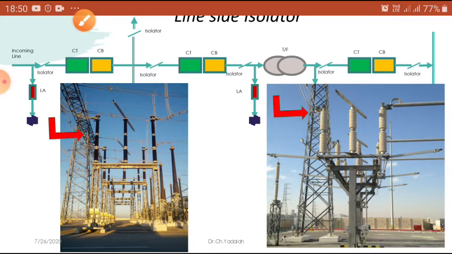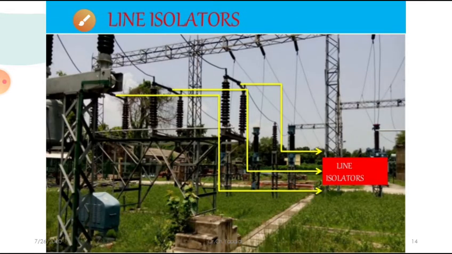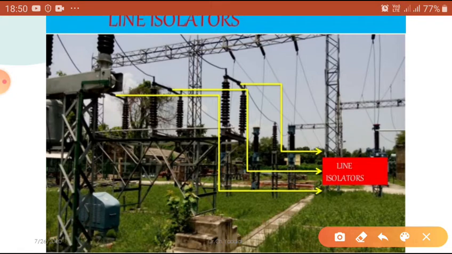Now you can see another figure also. Here you can see what is happening. Here the feeder is coming from outside. So you connect the R phase, Y phase and B phase to the line isolator. The isolator which is in series before going to the transformer. So that isolator is known as the line isolator, which is placed in the line.